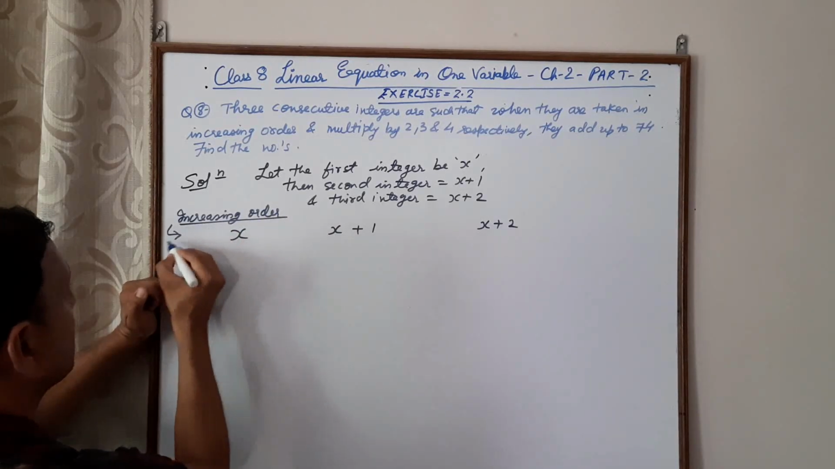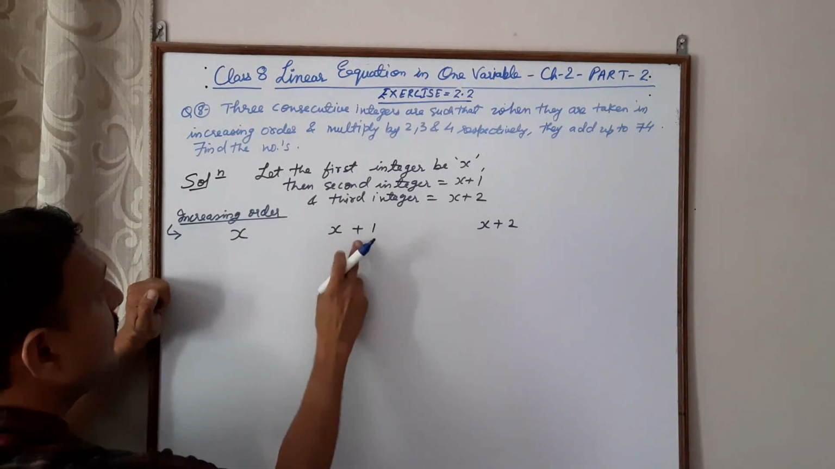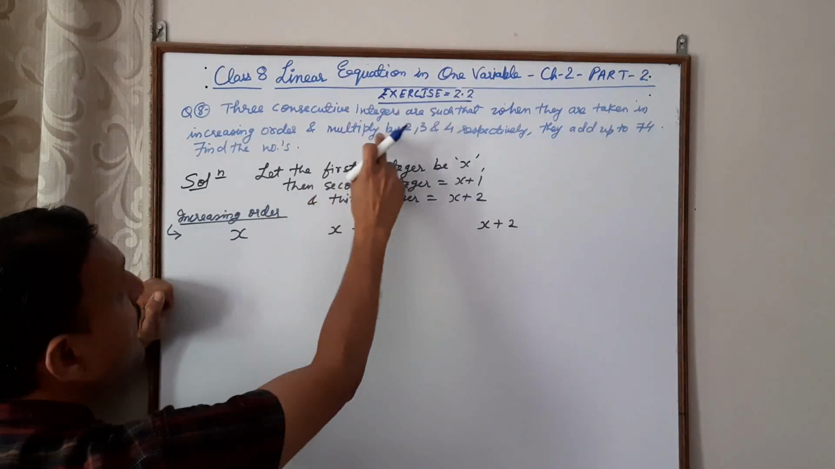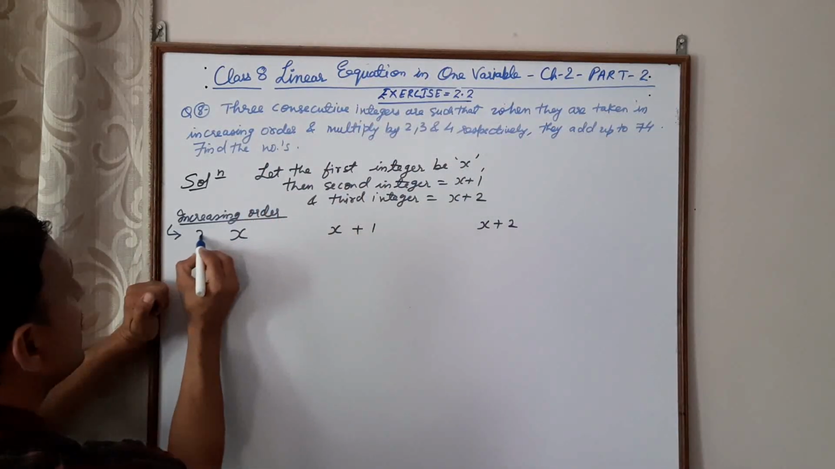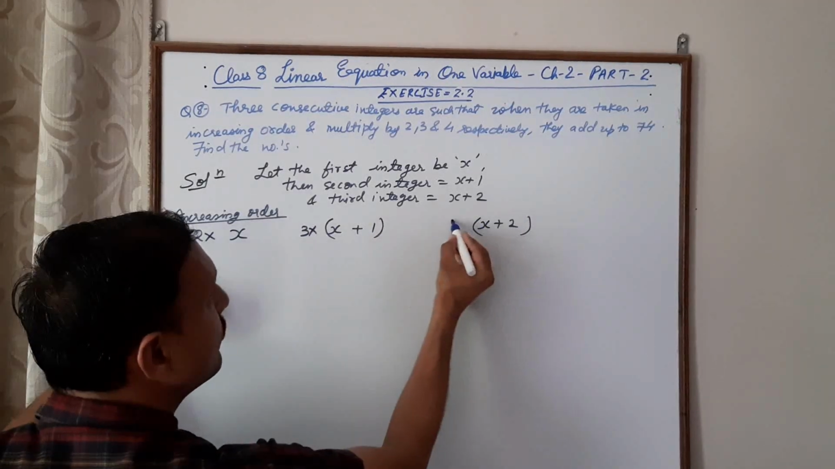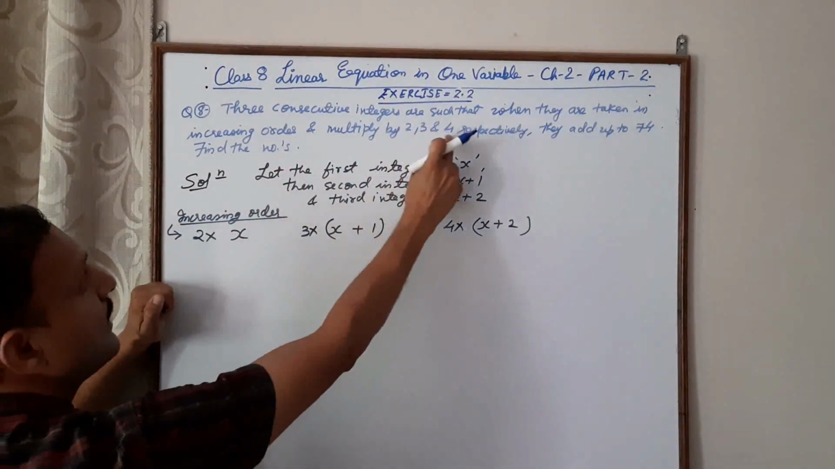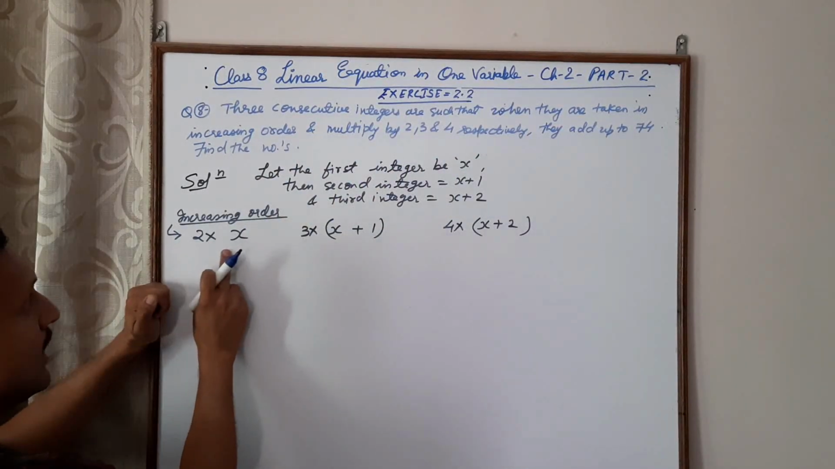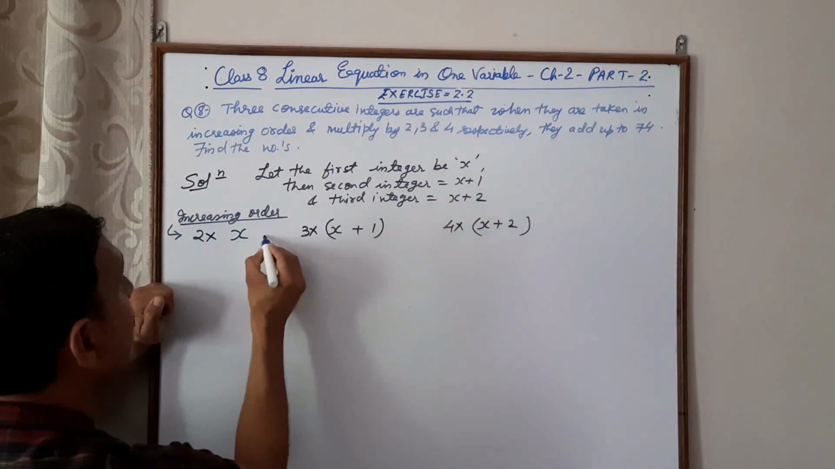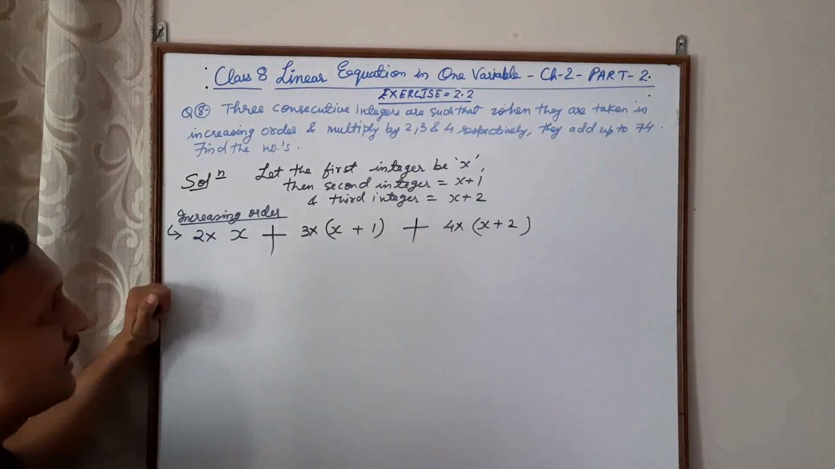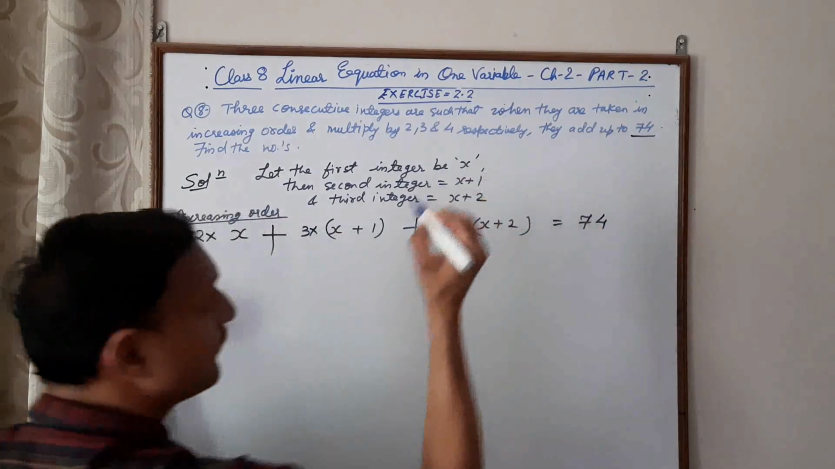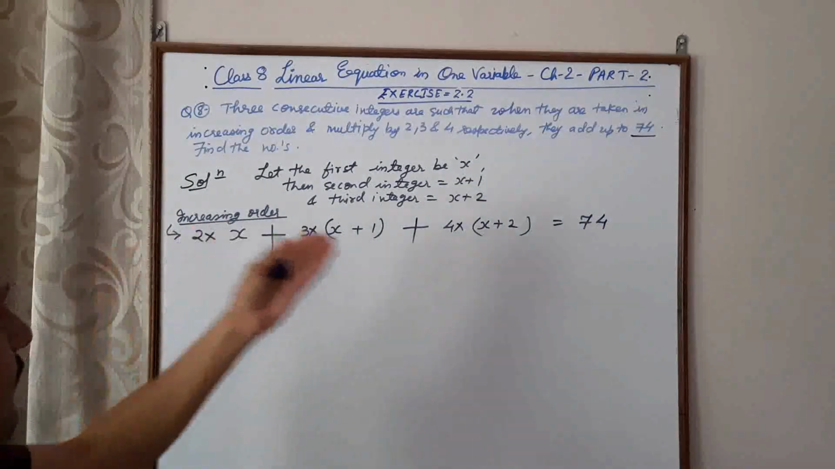We arrange smaller, then plus 1, then plus 2, the larger one, and multiply by 2, 3, 4 respectively: 2 with the first one, 3 with the second one and 4 with the third one. They add up to, means we have to add them also. They add up to 74. So 74 is the sum. Children, see how we have found the equation.